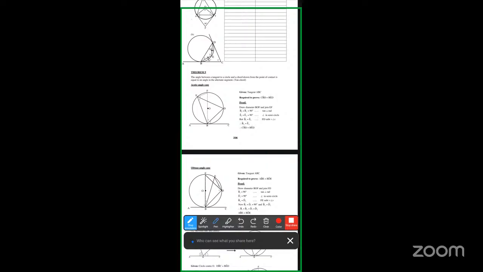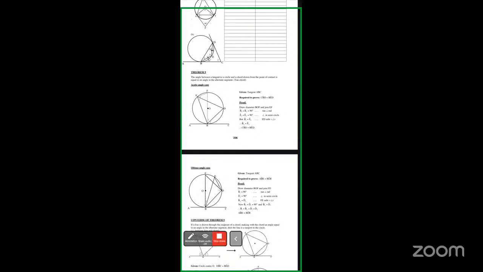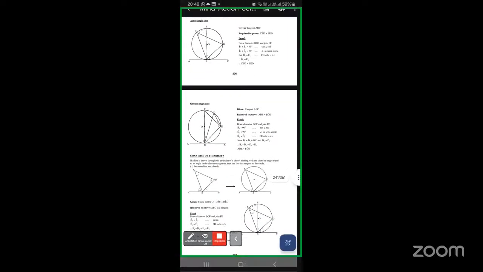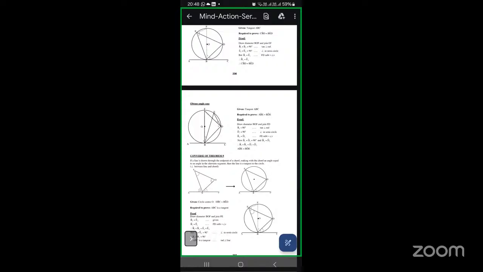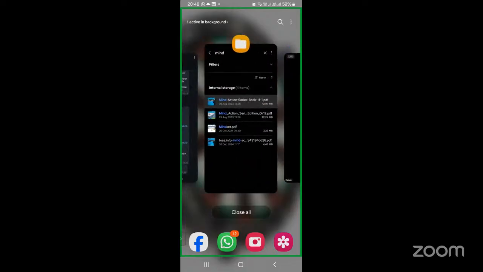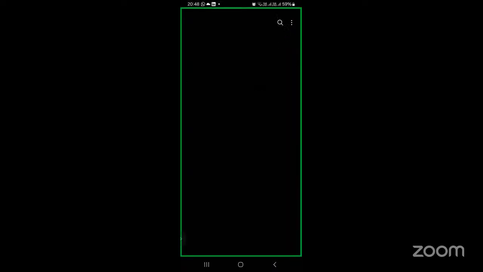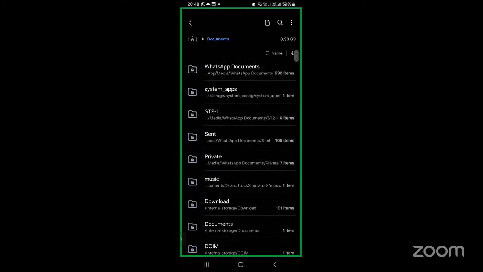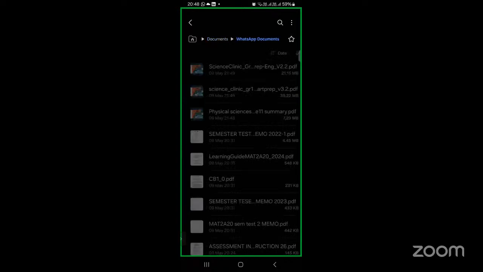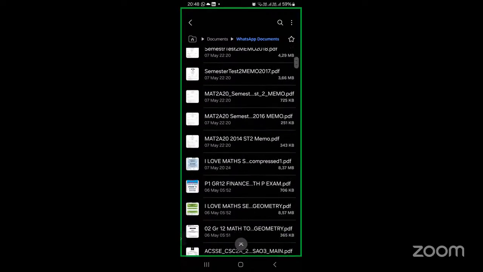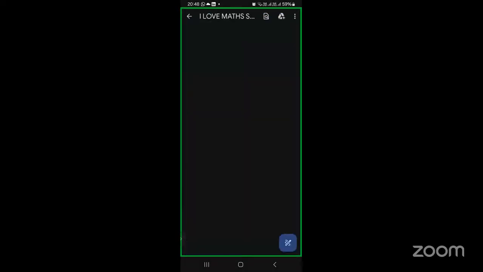I think now is the best time to approach some problems. Let me see if I can quickly find some problems here with me. And then I can go to WhatsApp. I think this one. I'll find some good questions.